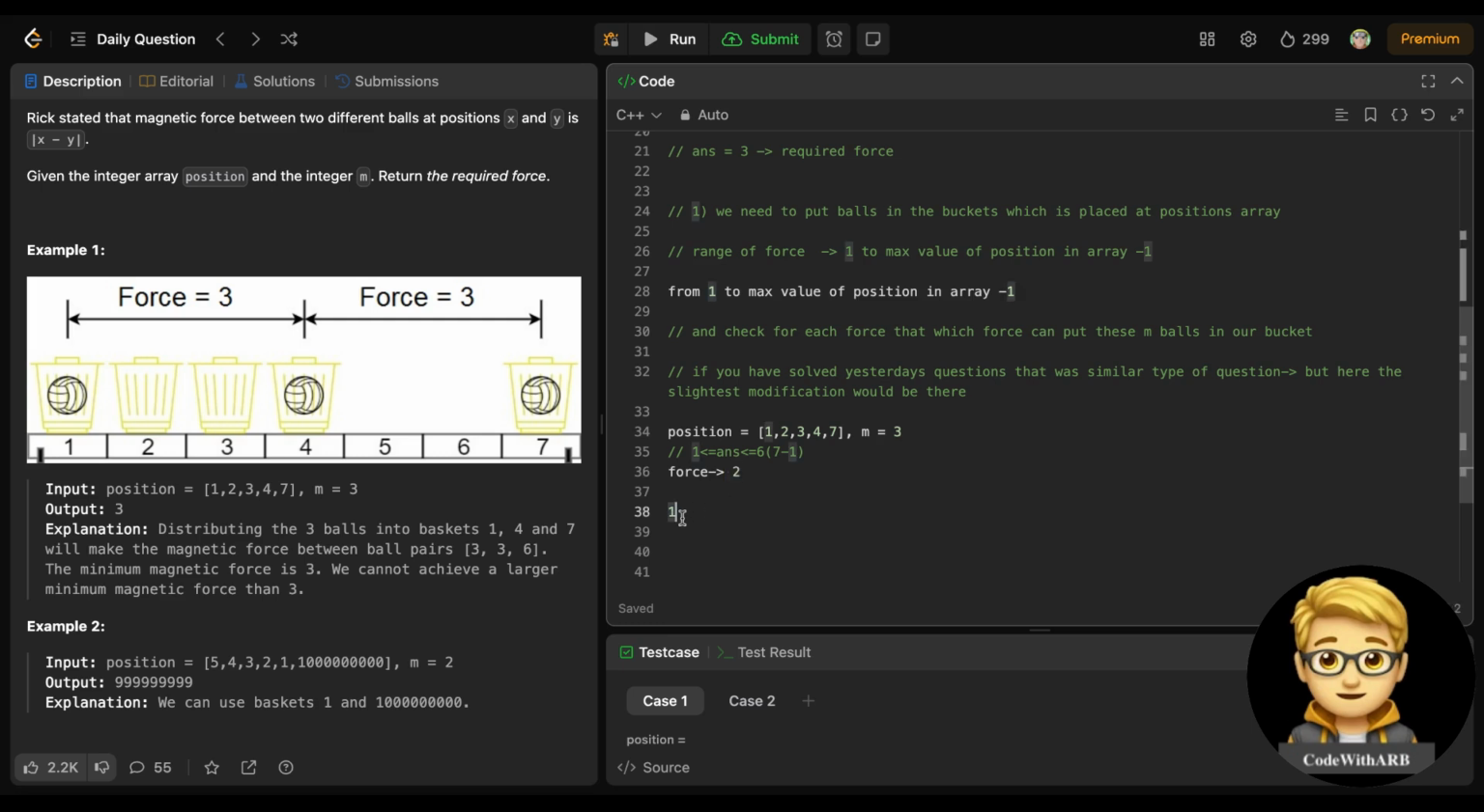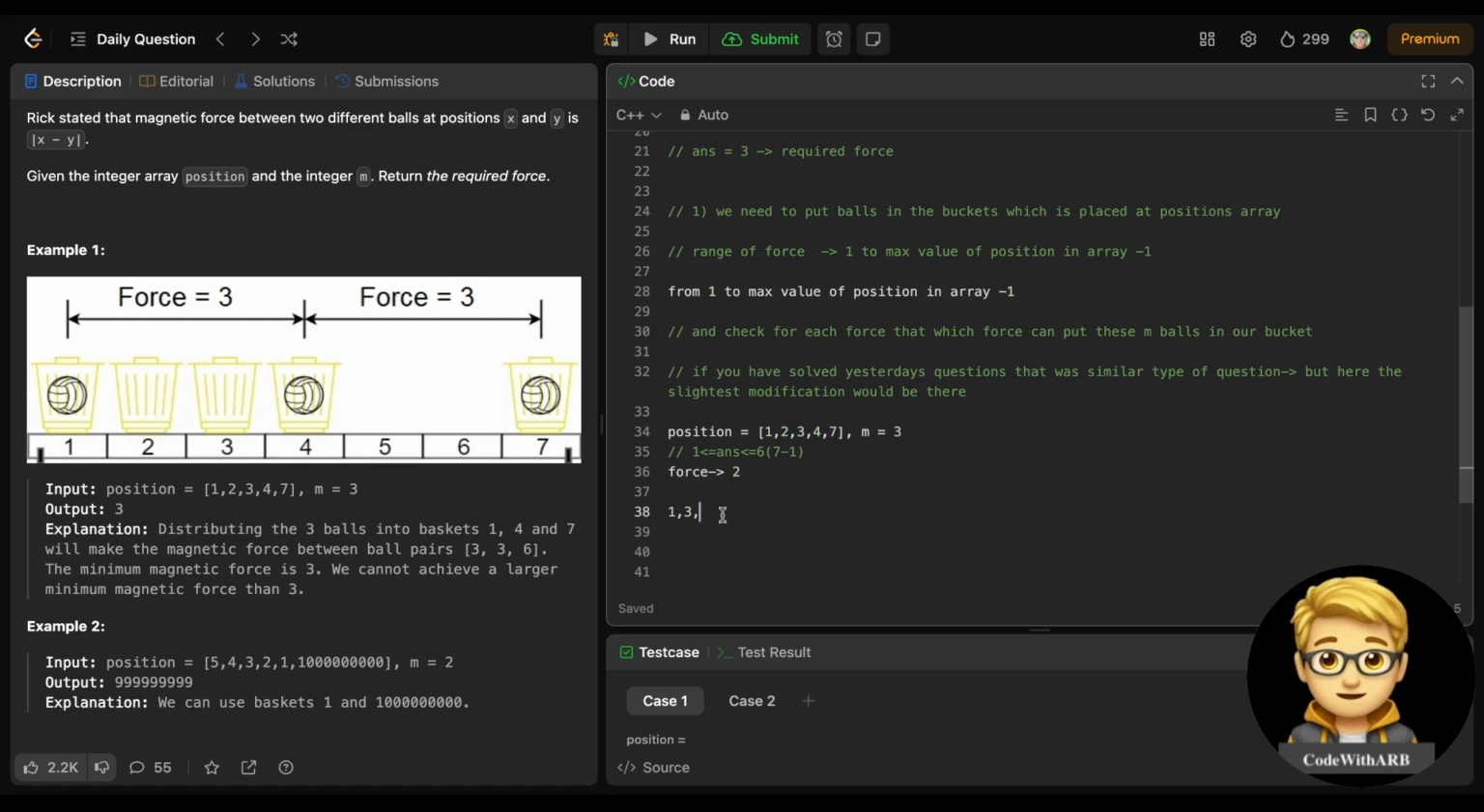So 1 plus 2 is 3. So where this position is 3, we got position 3 here. So the minimum position where I can put the second ball would be at 3, not 2, because 2 minus 1 is 1 only, and we require a minimum force of 2, right? So 1 plus 2 is 3.